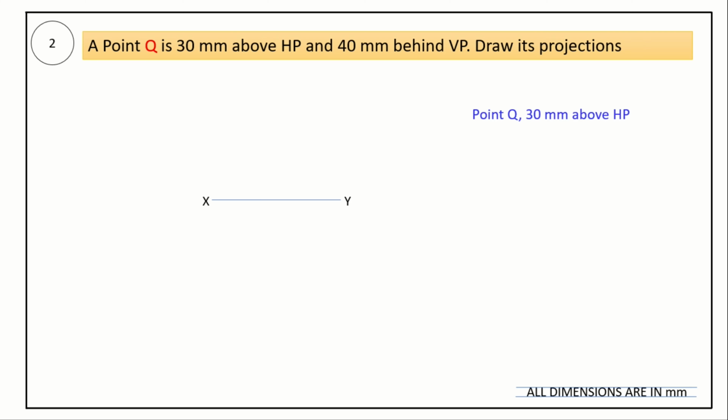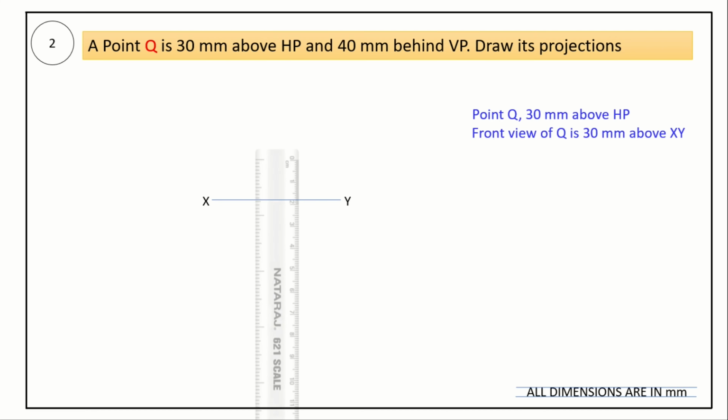It is given point Q is 30 mm above HP. So, the front view of Q is 30 mm above XY. Take a scale, measure height of 30 mm from XY line, mark the point as Q dash, the front view of the point Q. The point Q dash is 30 mm above XY.